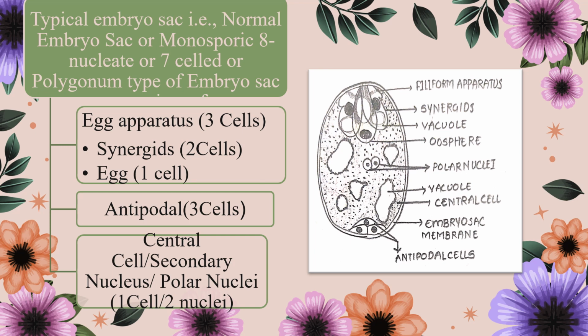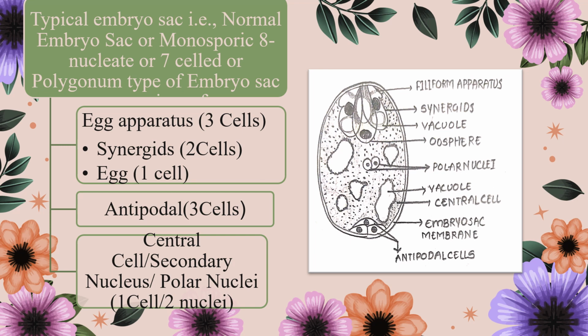Please observe the diagram. You can see that we have an egg apparatus which comprises 3 cells. Out of the 3 cells, 2 are synergid cells and 1 is the egg cell. All are haploid. And we have 3 antipodal cells towards the chalazal end. You can very well visualize this in the diagram. And in the center, there is a central cell, actually the 2 polar nuclei, which are haploid. All the cells in this particular embryo sac are haploid.